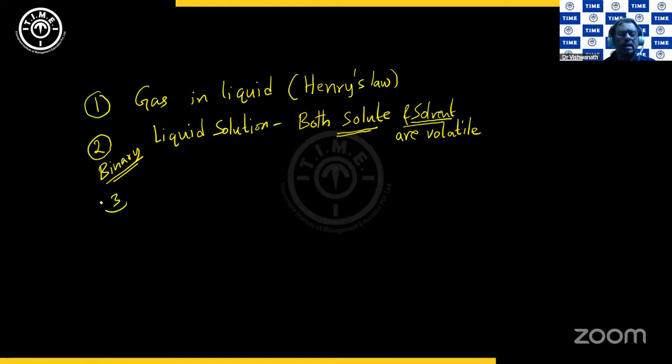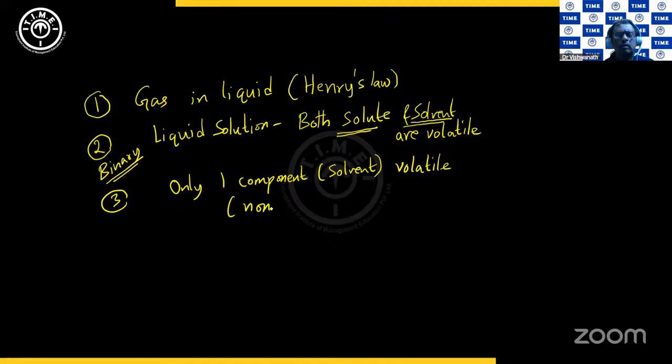The third one is where only one component is volatile. That component we call the solvent. It's a binary solution where only the solvent is volatile, which means that we are dealing with a non-volatile solute.